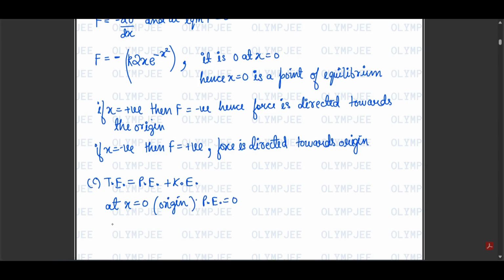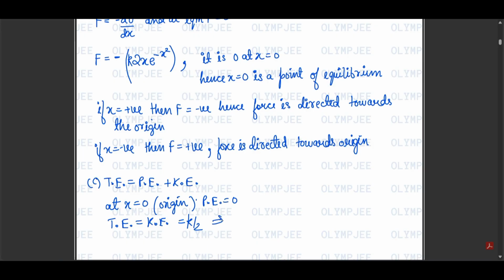So the total energy is comprised only of kinetic energy, right? And it is given as k by 2. So this implies that the kinetic energy is maximum at origin, because at any other point there will be some potential energy, and so kinetic energy will be that k by 2 minus that potential energy, so it will be less than k by 2, but at origin it is k by 2.